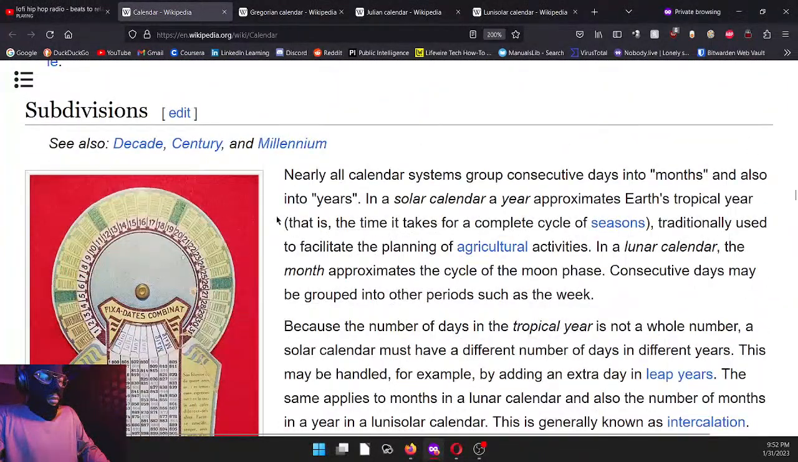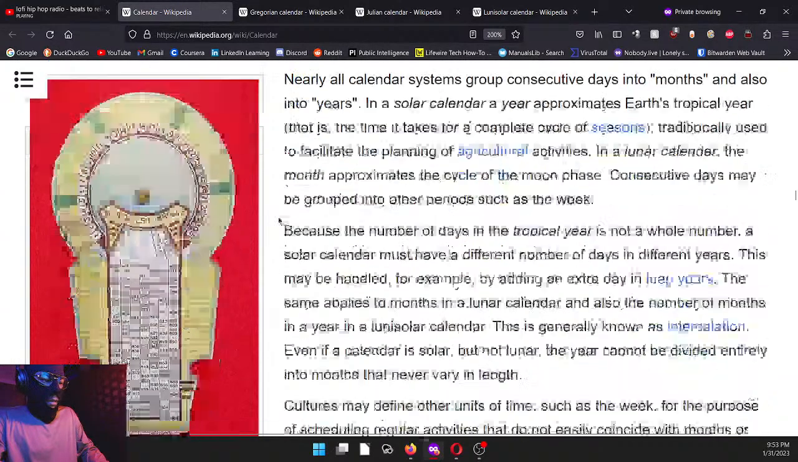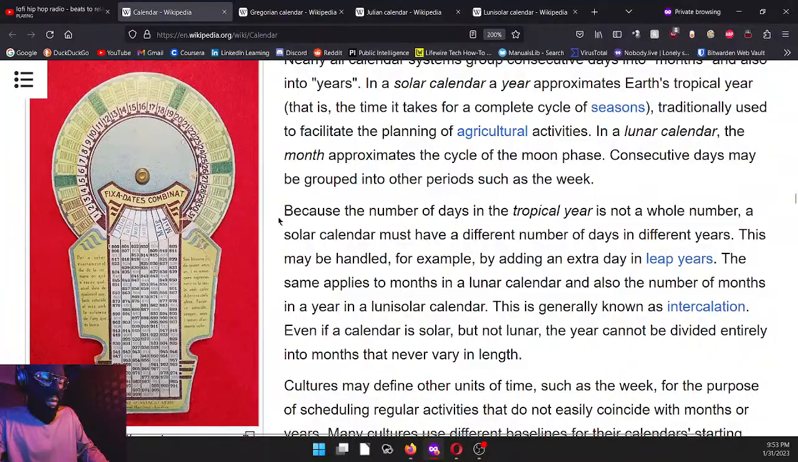So nearly all calendar systems group consecutive days into months and also into years. The cycle of the month phase can be grouped into other periods. There's a week.